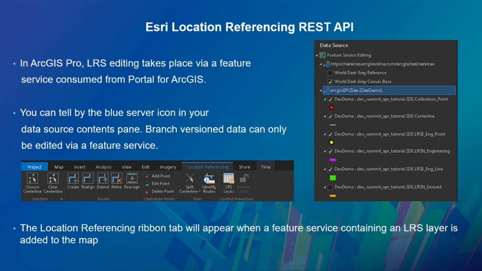So once you're in ArcGIS Pro, your editing is actually going to take place through the feature service that's consumed from Portal. And you can tell you're doing this right if you have the little blue icon there. The first thing you're going to want to do, of course, is change your version. You don't want to do default. You don't want to edit the default version through the feature service because you won't be able to undo or redo your changes there. If you want to take advantage of the undo-redo stack, you need to create a child version. And then as soon as you add a feature service that contains any LRS layer, which is registered with the LRS network, your location referencing ribbon will appear for editing and conflict prevention tools.